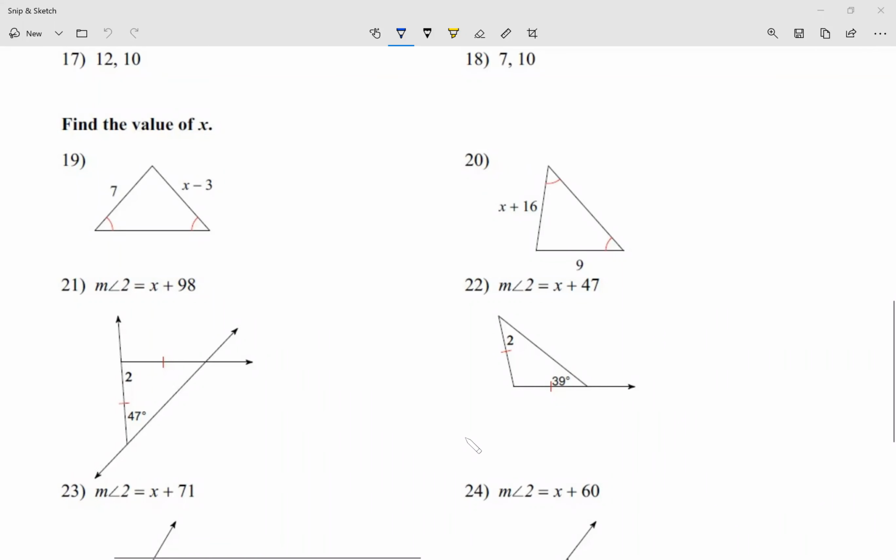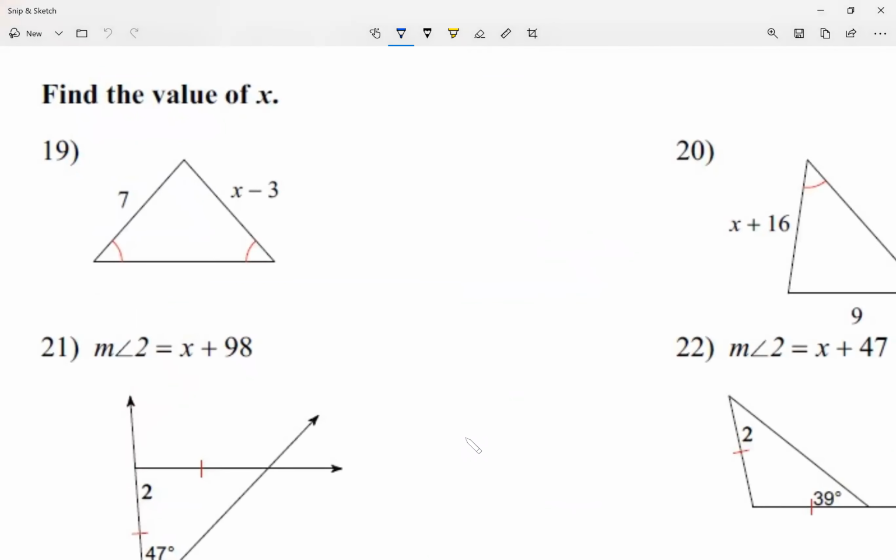One cool thing yesterday, we learned the order of the triangles. Remember, the smallest side was opposite from the smallest angle. The medium side was opposite from the medium angle, and the largest side was opposite to the largest angle. Now we're going to start looking at isosceles and equilateral triangles.